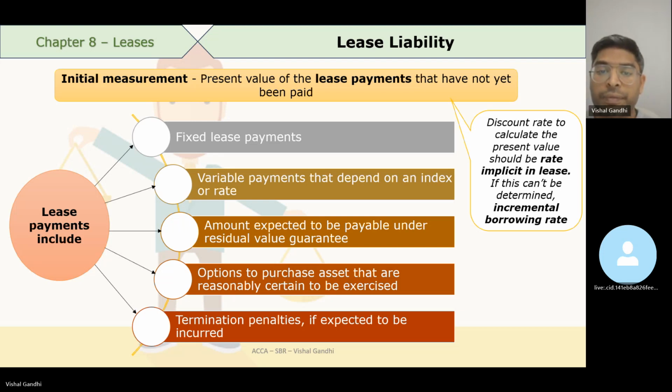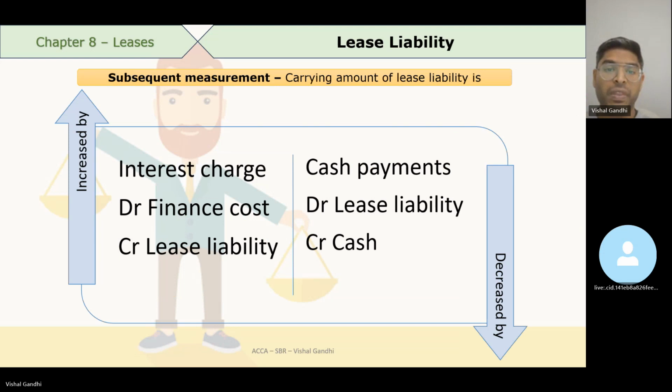Okay. Next, what is subsequent measurement? What happens after the initial measurement? Okay, understood the initial measurement. So what happens in the subsequent measurement? Subsequent measurement means at the end of every year, how do things work.